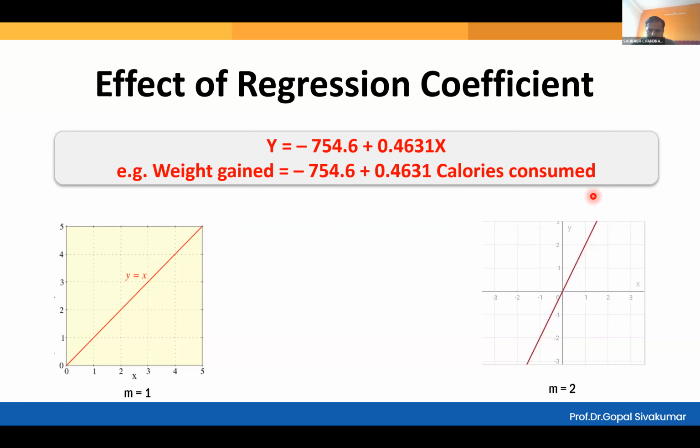Y equal to 2x. Now the m is 2. M is known as the regression coefficient.